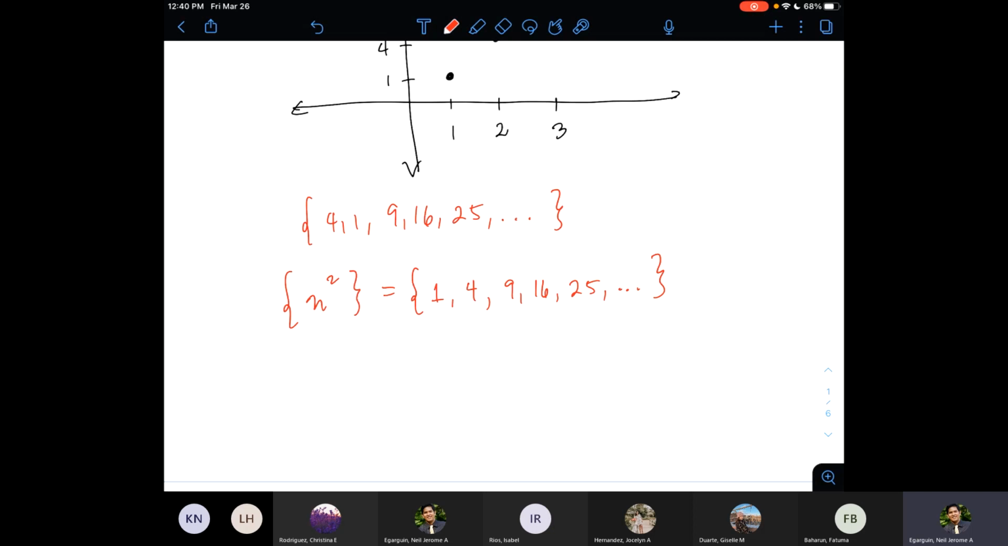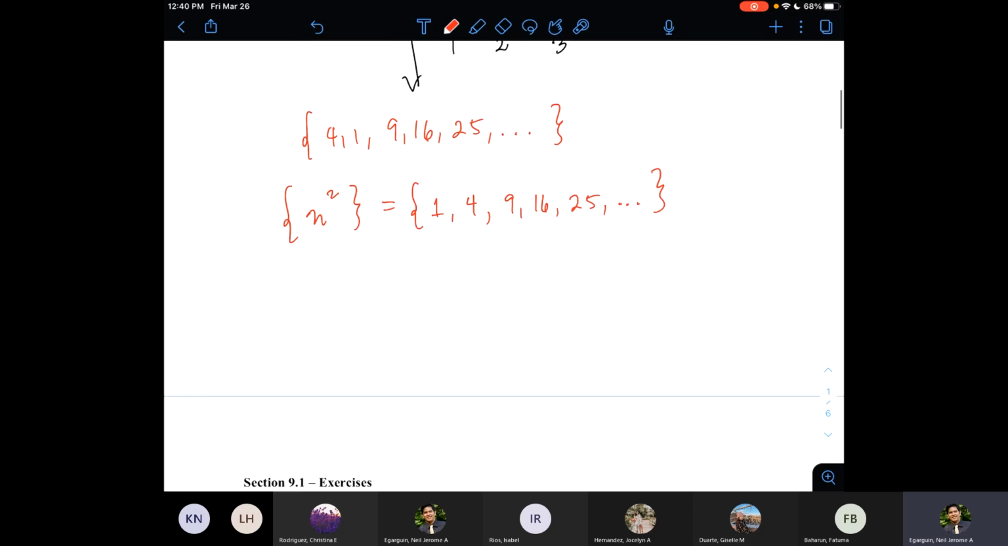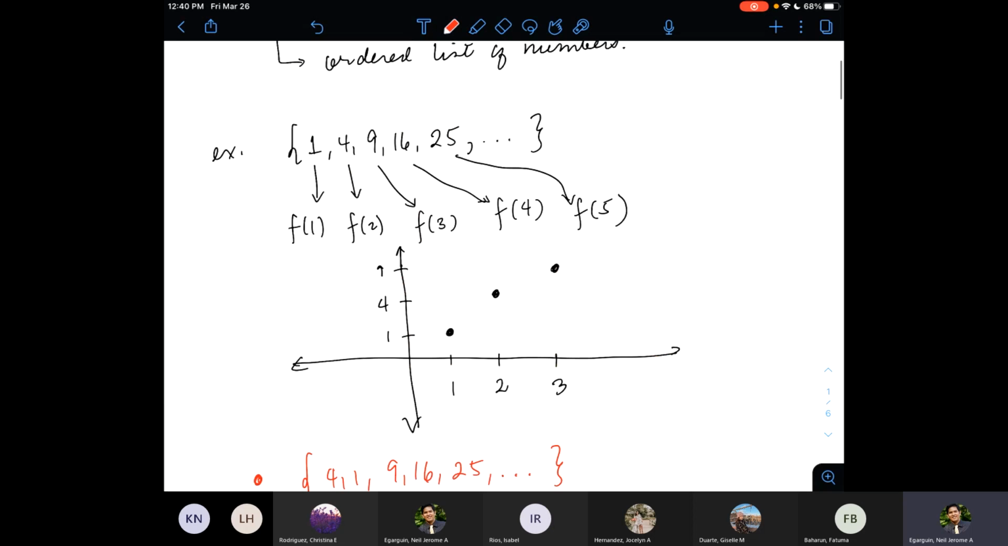Another way of writing sequences is via a recurrence relation. I mean, you can say, okay, let me just put bullets in our examples.